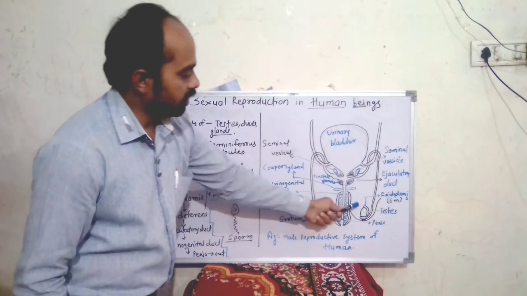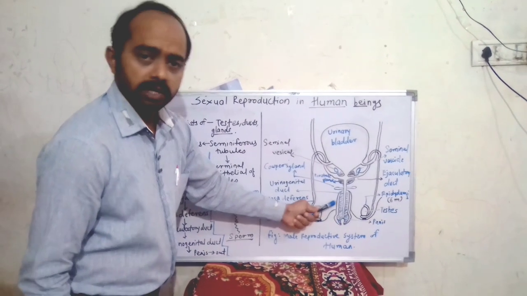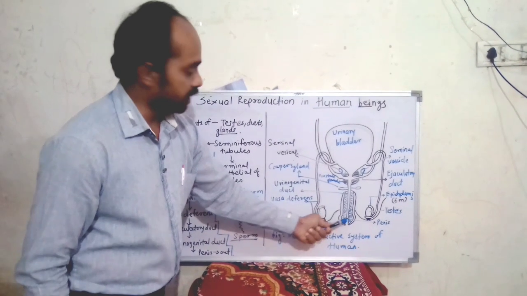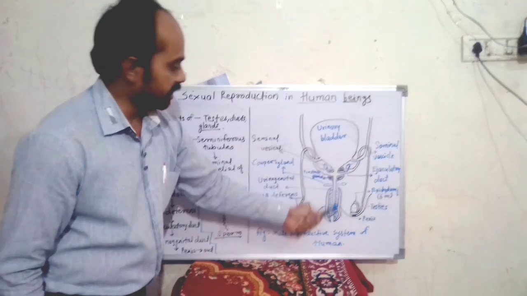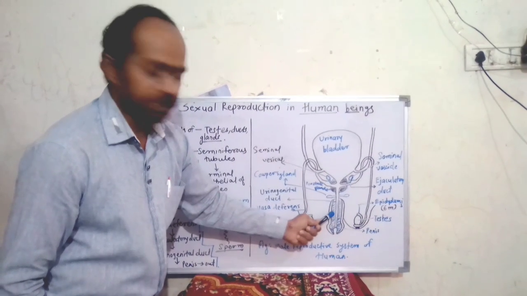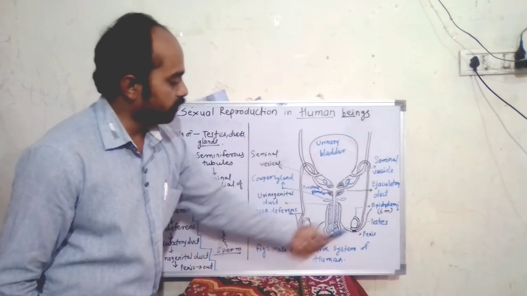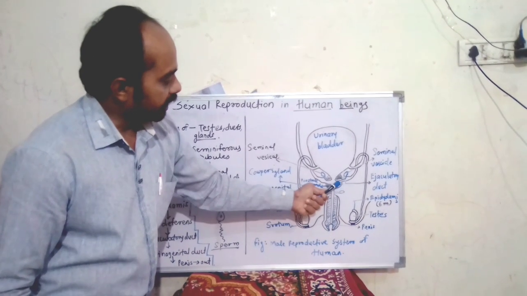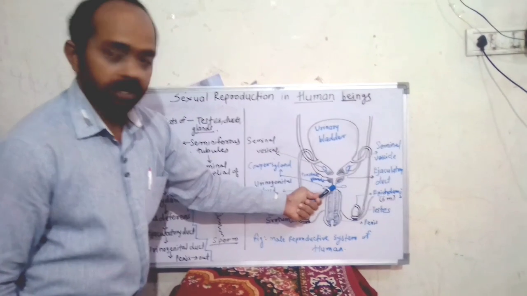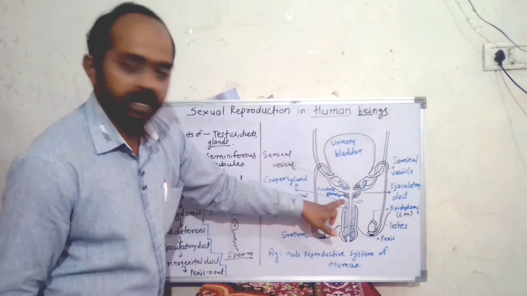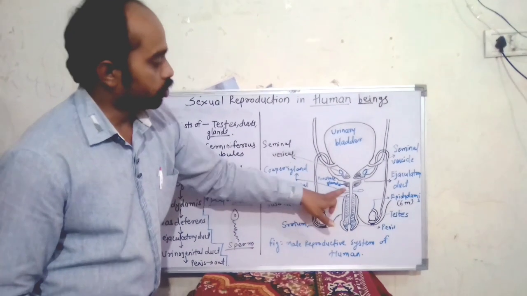It is covered with some muscular sheaths, and the tip of this urinogenital duct is called the glans penis, and this whole structure is known as the penis, which is outside the body. Here this urinogenital duct is covered with the prostate gland. This black shaded part is known as the prostate gland.